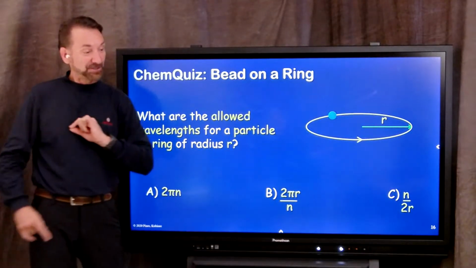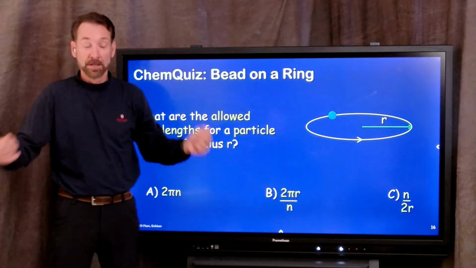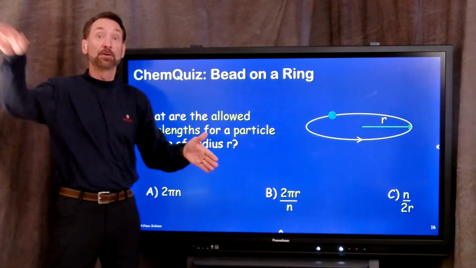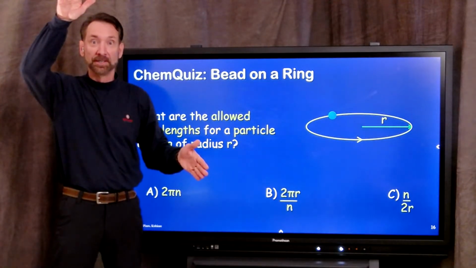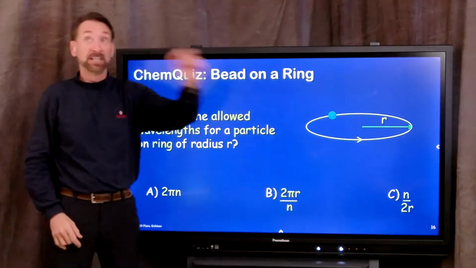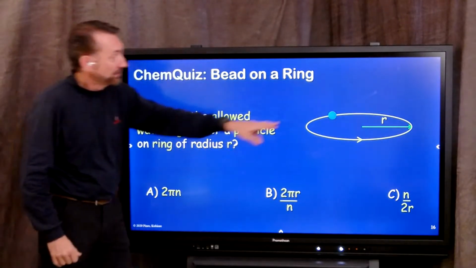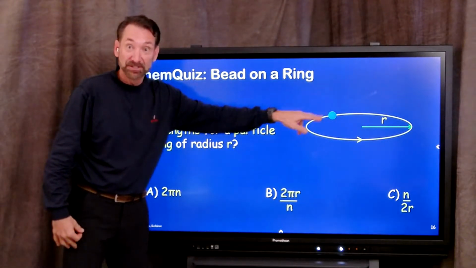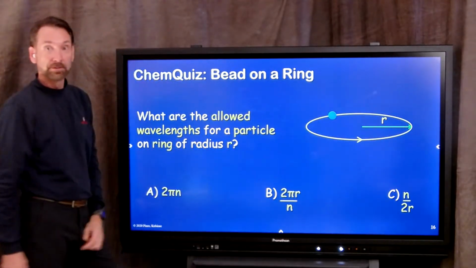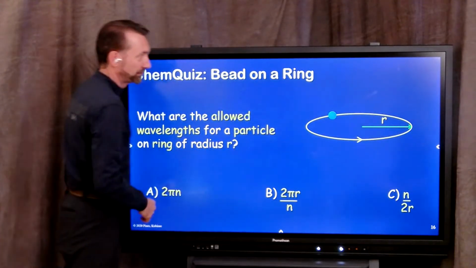If an electron or a particle is free in space, it can have any wavelength it wants. Once you put boundaries on a wave, then only certain waves can work in the system. Only certain standing waves. So you go from a free particle, any wavelength I want, to a bounded particle, only certain waves. So if the particle is bounded like this, I'm stuck on a ring. What are the allowed wavelengths in terms of the radius of the circle?